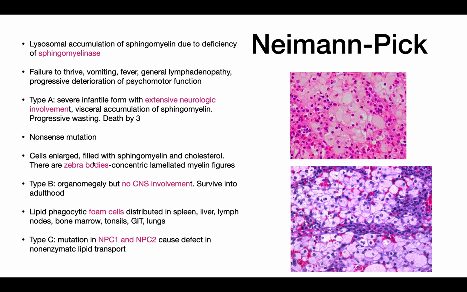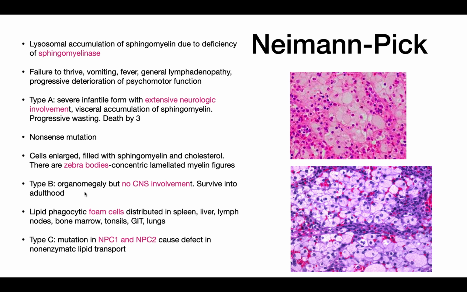The cells are going to be enlarged. They're going to be filled with sphingomyelin and cholesterol. So you can see here how many cells are so swollen. You can hardly see, there's no nucleus in this cell. There's no nucleus in this cell. This one has one, but they're abnormal compared to these. They're going to be filled with zebra bodies, which are concentric laminated myelin figures. You can't really see it too well with this. You can see it well in an electron microscope.